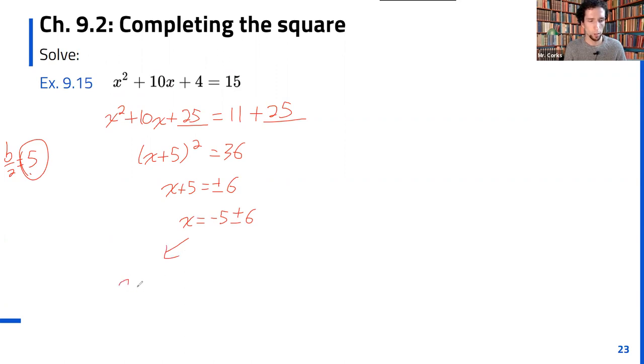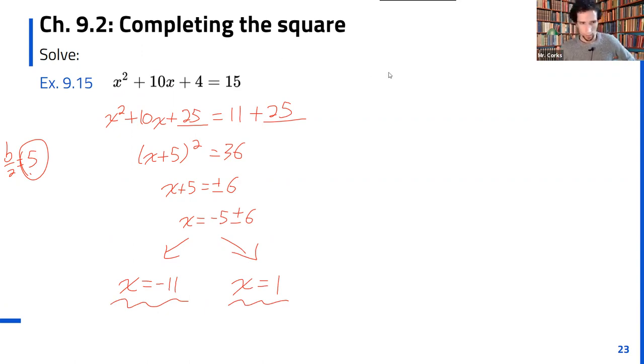So here, no weird square roots or anything. We can get some actual numbers. What are the 2 possible values for x? 1 and -11. Okay, so we have a -6, so -11, or we have a +6, so 1. And those are the 2 answers.